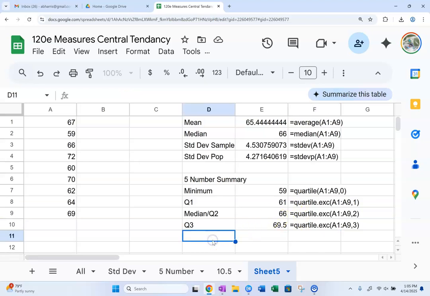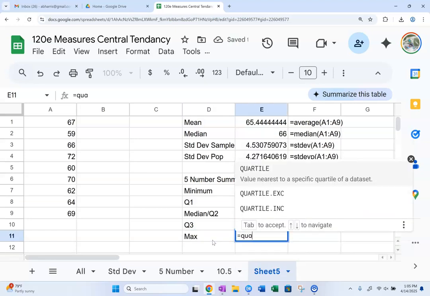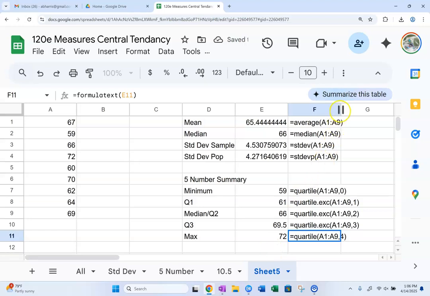Okay. Finally, our maximum, or quartile 4, equals QUARTILE A1 to A9. It's the 4th quartile, or the maximum. And there it is. That's how you get your 5-number summary: 59, 61, 66, 69.5, and 72.